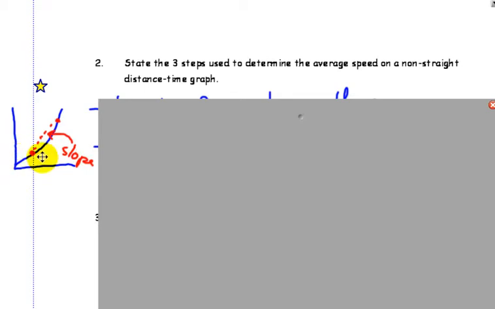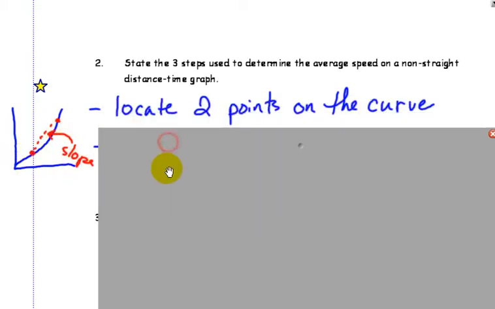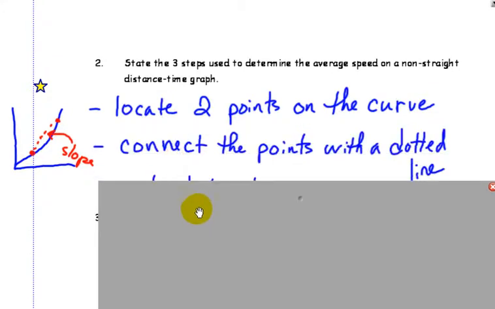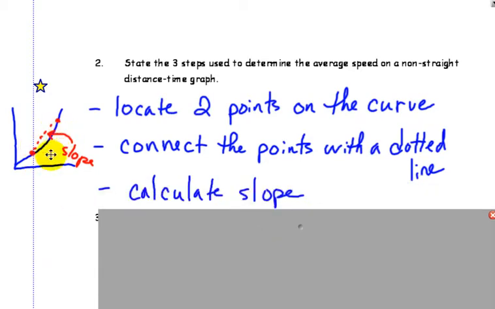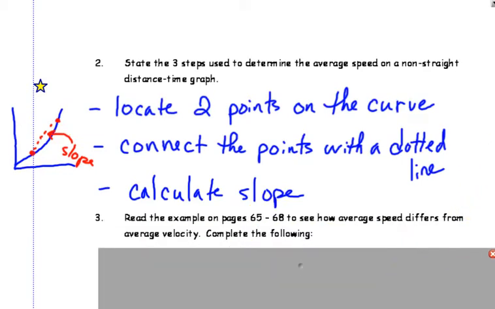If we're looking at, okay, on average, what's happening between this time and this time? You simply locate those 2 points on the curve, connect the 2 points with a dotted line, and calculate the slope. So time 1, displacement 1, time 2, displacement 2, so d2 minus d1 over t2 minus t1. That's how you would do that.